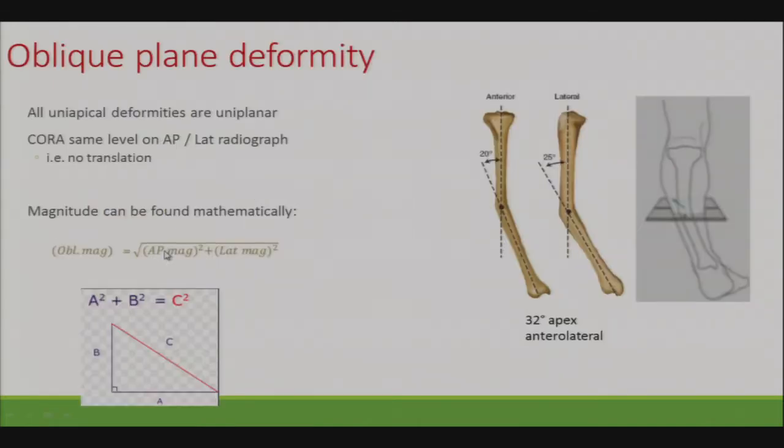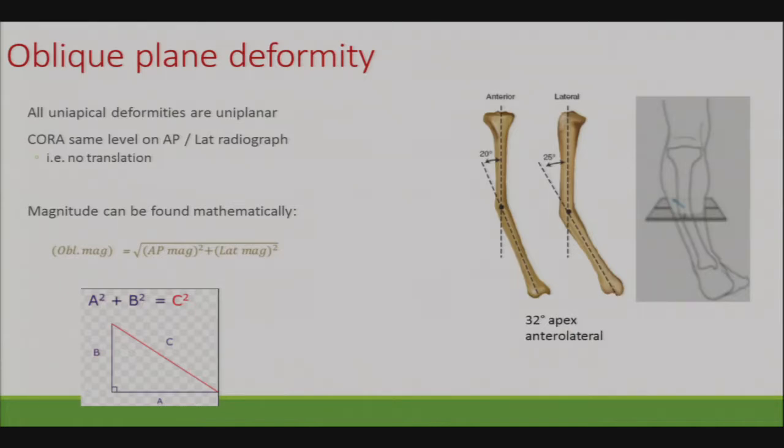This is where we were talking about the oblique plane deformity. If the apex is not purely in the coronal or sagittal plane, there's a way to figure out its magnitude and also its direction. And I know it's a little crazy to see a squared plus b squared square root. I got a little anxious putting this together, but let's look at that more closely. It's just the Pythagorean theorem of a triangle.